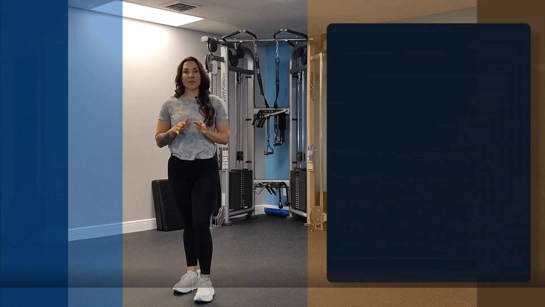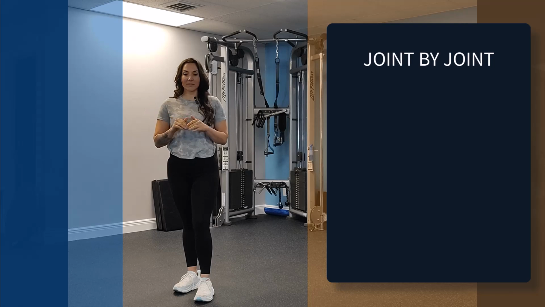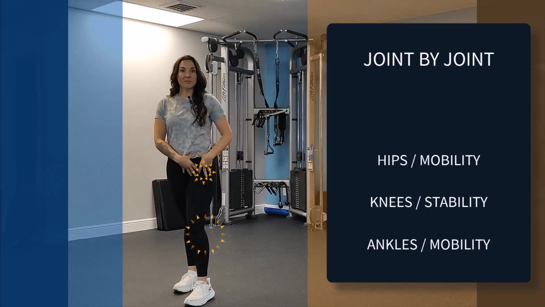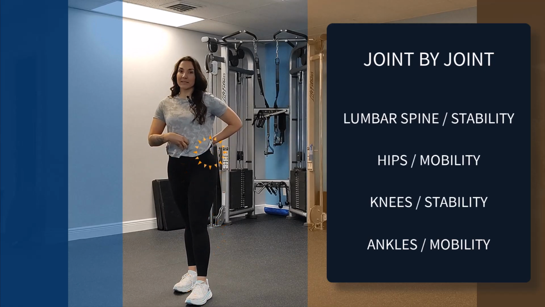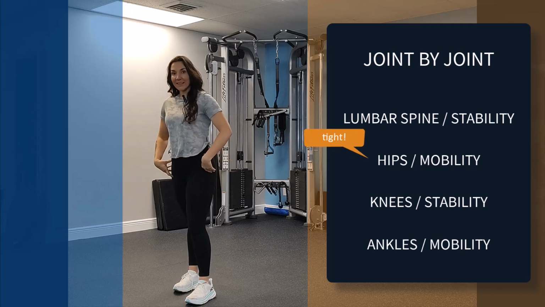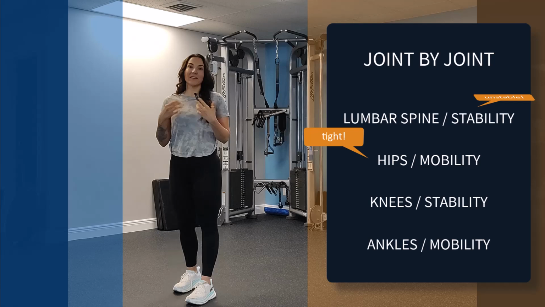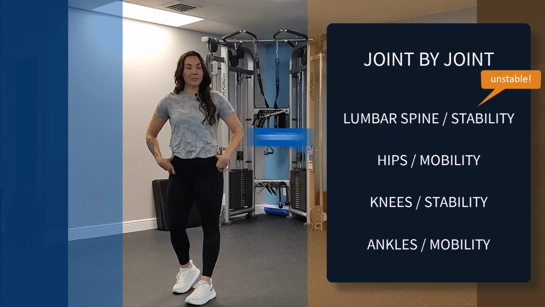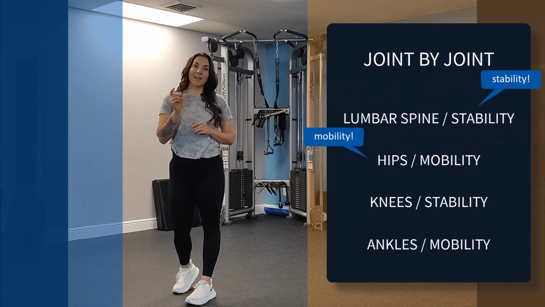Now there's an approach called the joint by joint approach. We're basically a stack of joints walking around. Our ankles are made for mobility, our knees stability, our hips more mobility, and our lumbar spine stability. So they talk to each other. If our hips get tight, then our lumbar spine is going to give up its stability to make up for mobility in this area. So we're going to switch that relationship. We're going to create hip mobility and lumbar stability, helping you out of pain.